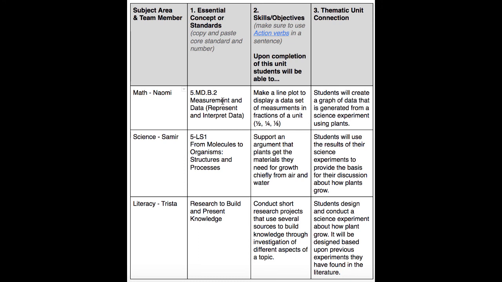So you see what we're talking about? This is the topic, this is the main concept or standard, this is the behavior, with active verbs that we want them to use, and over here is how we're going to see it in the thematic unit. I hope that this makes sense.